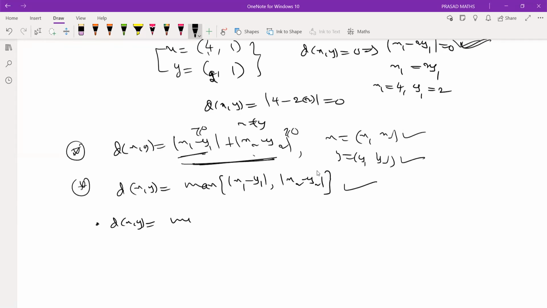Question is, is it a metric? The minimum of mod of x1 minus y1 and mod of x2 minus y2. Is it a metric? Whenever x is (x1, x2) and y is (y1, y2).